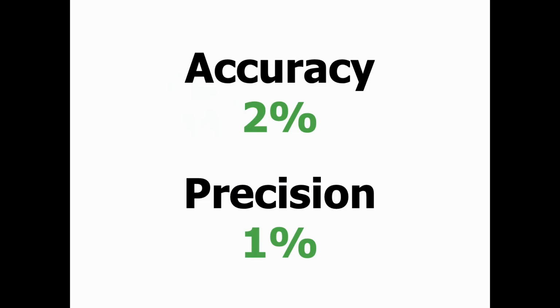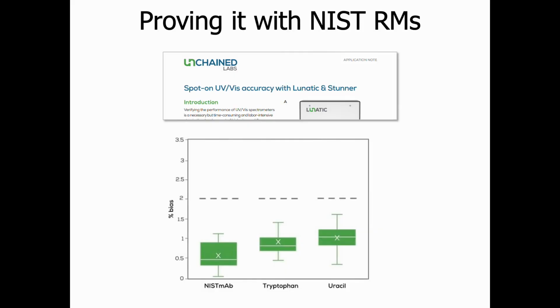Lunatic brings in 2% accuracy and 1% precision for its absorbance measurements, which we've validated in several ways using independently verified standards. First, we have these 3 NIST reference materials we can use to verify Lunatic's absorbance results: a monoclonal antibody, a tryptophan standard, and a uracil standard. In every case, Lunatic measurements of the standards were within 2% of the NIST certified value, and CVs within 1%. You can read about it in this app note on our website, Spot on UV-Vis Accuracy with Lunatic and Stunner.